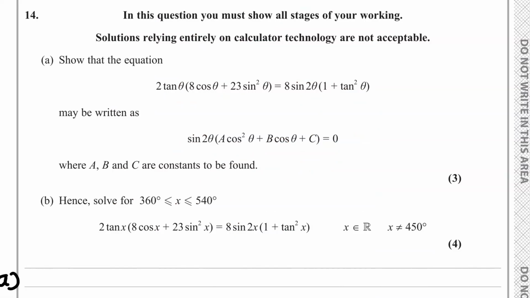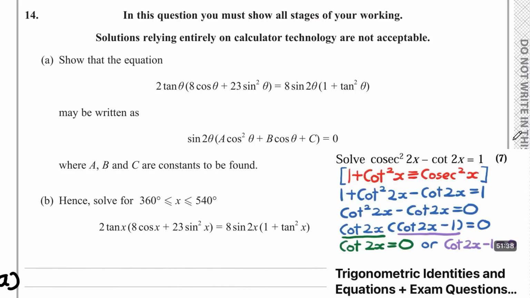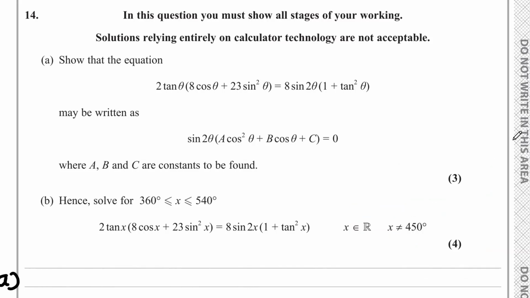Okay, so for question 14 part A, we need to show that this equation may be written as sin 2 theta (a cos squared theta plus b cos theta plus c) is equal to 0, where a, b and c are constants, for 3 marks. So this is a trigonometric identities and equations question. One thing that I would really advise with these questions is, rather than just randomly going at this and trying to simplify it, look at what you want for the final answer and try to work towards this.